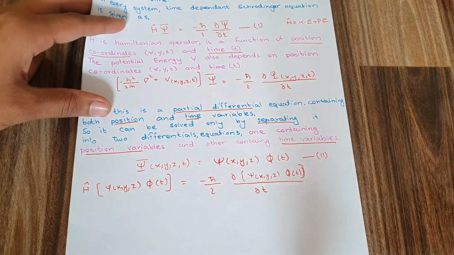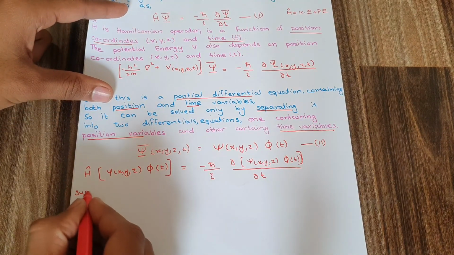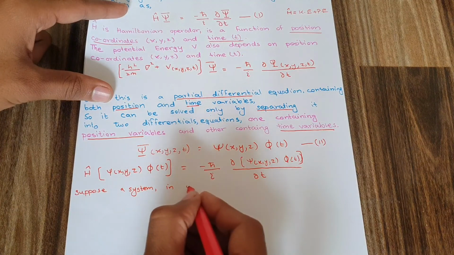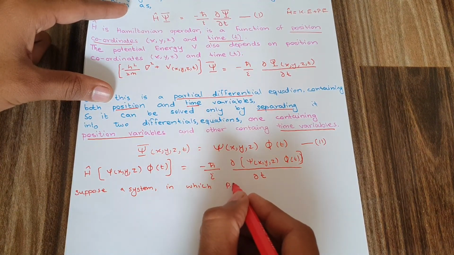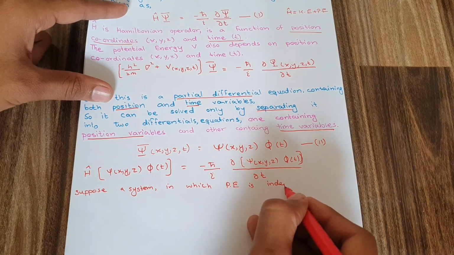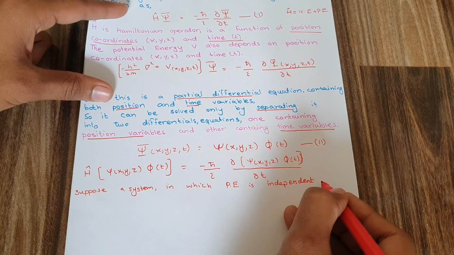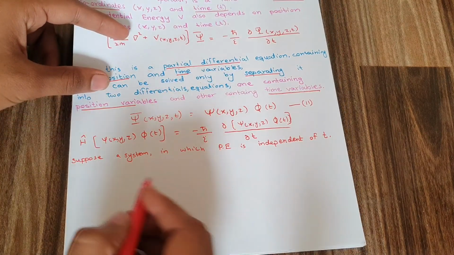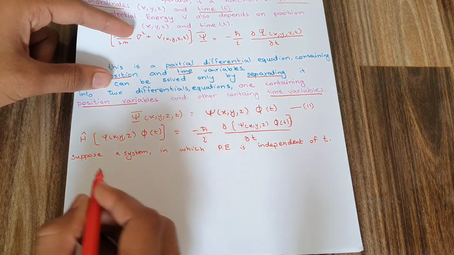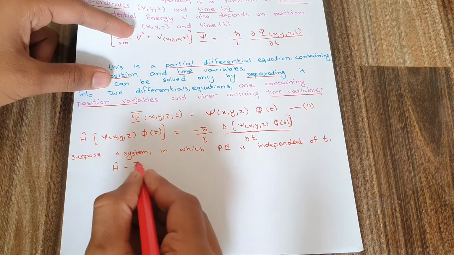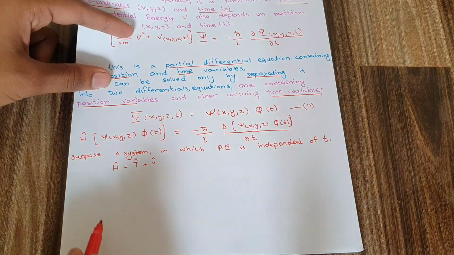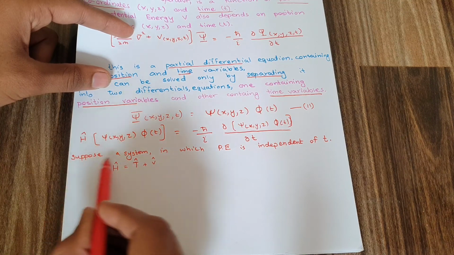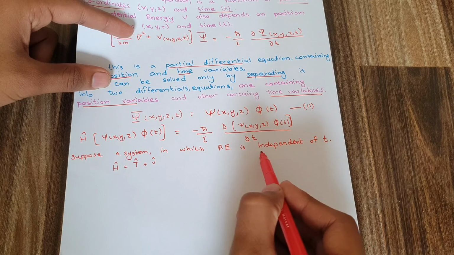What you need to do next is suppose a system in which potential energy is independent of time t. When potential energy is independent of time t, we can say that the Hamiltonian operator is also independent of time t. The Hamiltonian operator H is equal to kinetic energy plus potential energy. Kinetic energy has no time variable, and in this system we have taken the potential energy to be independent of time.